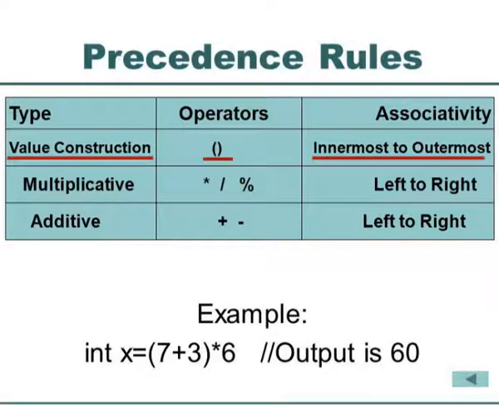So these are the precedence rules given in the table. This is the value construction type of operators which is indicated by this parenthesis. So this shows that it has to be implemented from the innermost to outermost. So there are two concepts involved in execution of arithmetic operators. One is the precedence, which tells which operator is to be executed first.